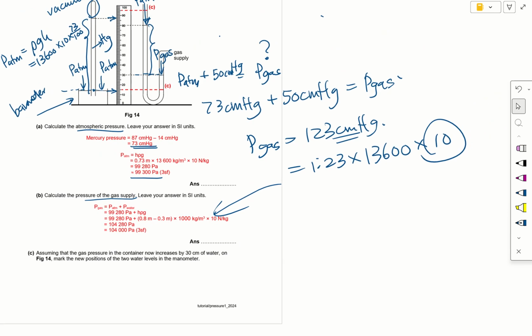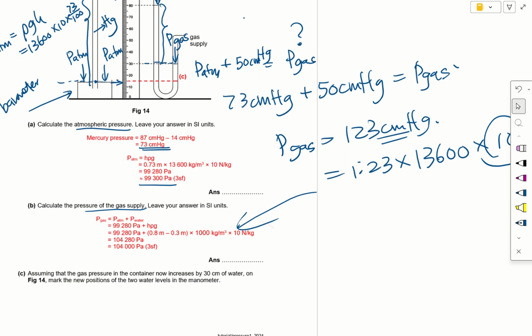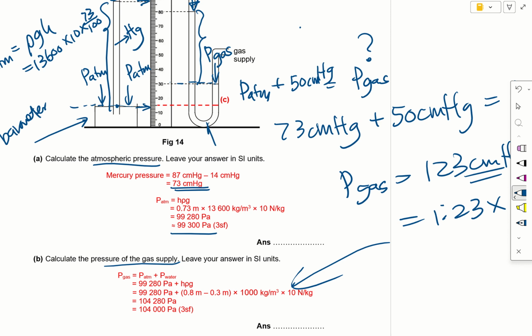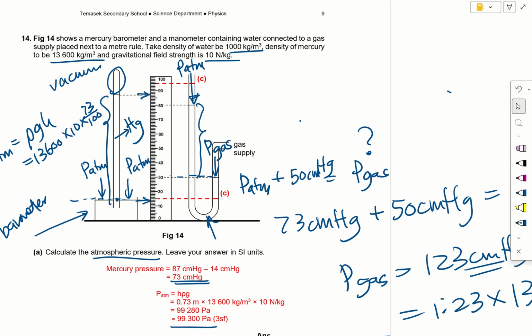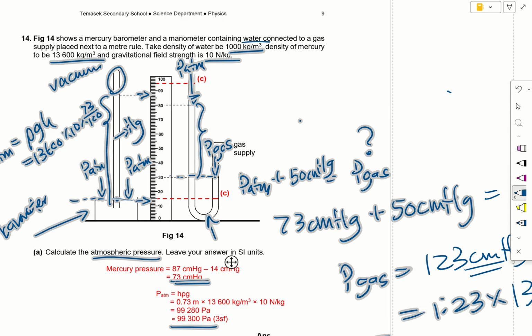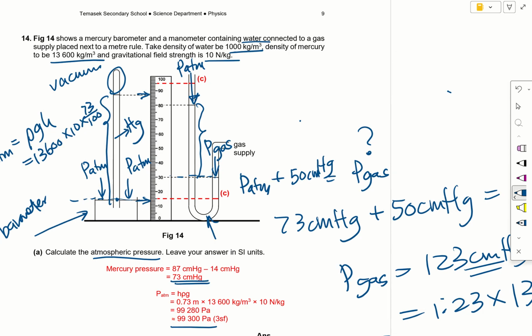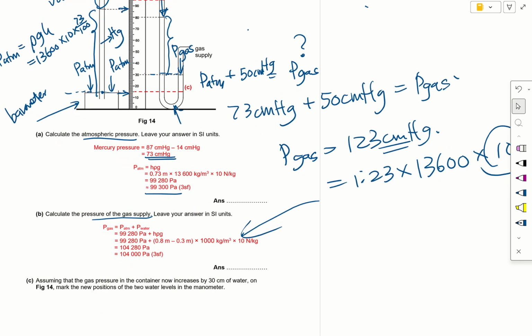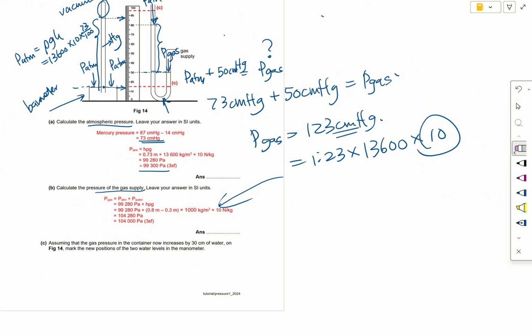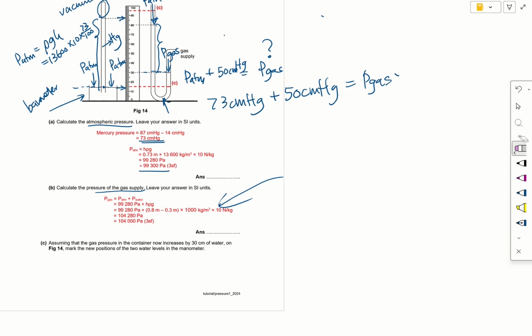Oh, I'm very sorry. What is actually inside here is water. I did not read the question. In the manometer it contains water, in the barometer it contains mercury. So I was tricked by this. I can't actually add them up together, so I have to redo everything.